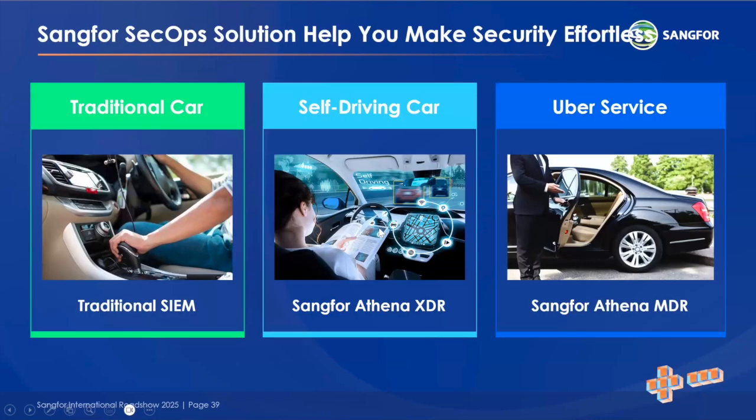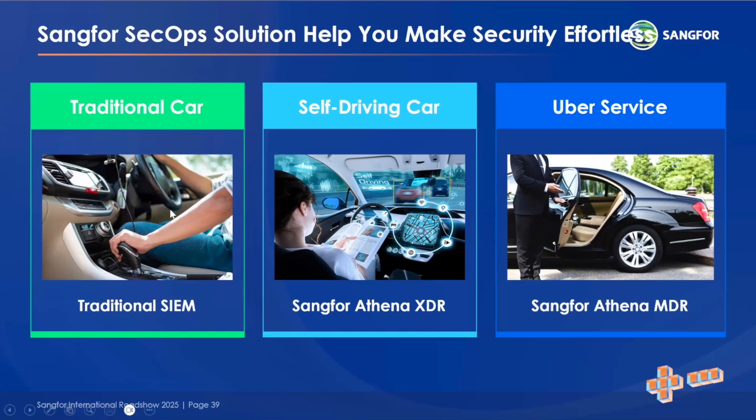Okay, the final part is about understanding our difference. So how to understand our difference? For example, you are using a SIEM. You need to invest in the SIEM and hire 3 to 5 security analysts to write the rules and fine-tune the policy. That is the traditional way. It's a traditional car. But you know, currently there's a self-driving car, and XDR can do it automatically with AI.